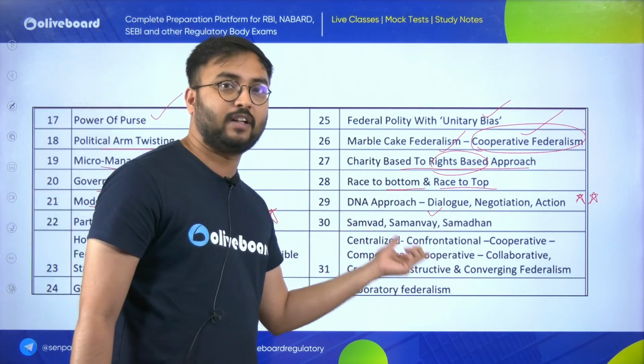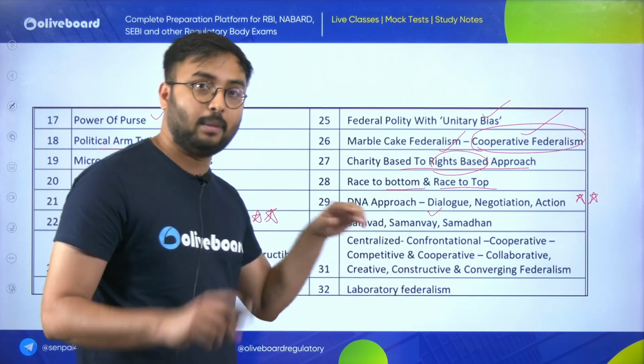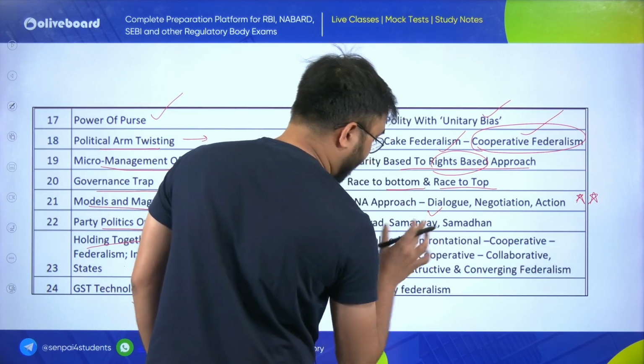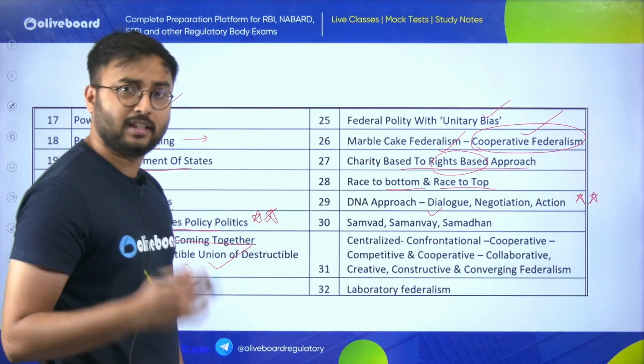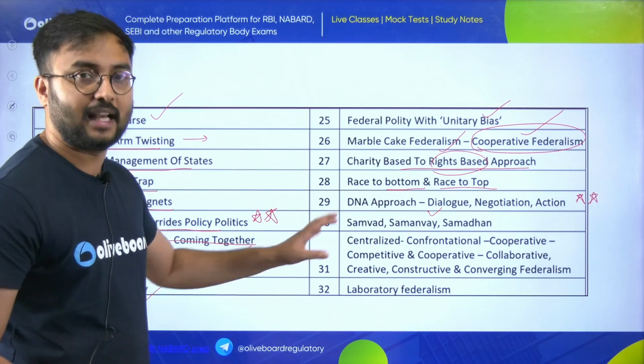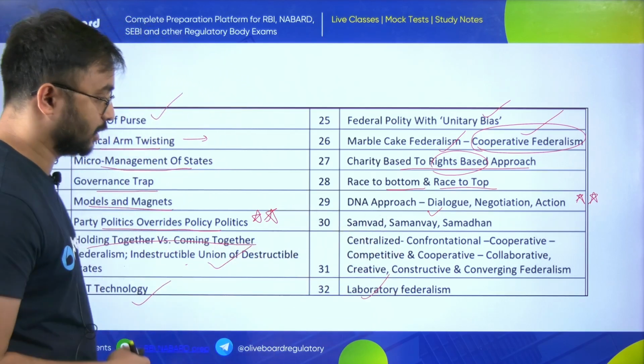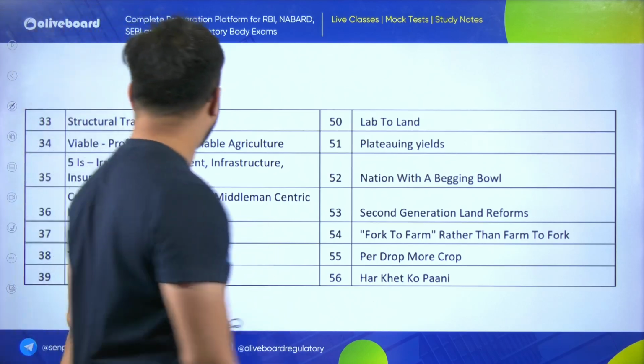Imagine that you are writing 8C federalism in your conclusion and in the brackets you are writing centralized, confrontational, cooperative, competitive, collaborative, creative, constructive and converging. The examiner also will feel that yes, he has some vision. This is why I am giving these keywords to you. Laboratory federalism, it is nothing but the half-baked federalism.